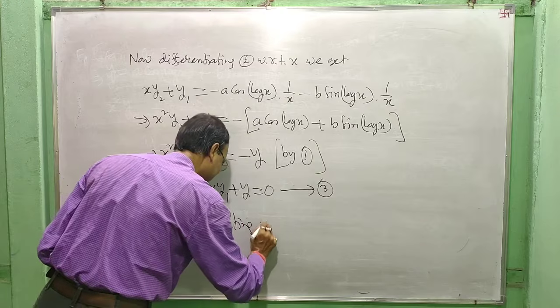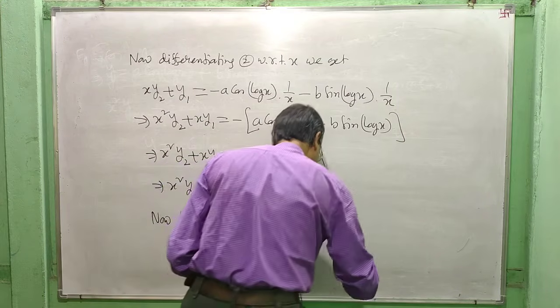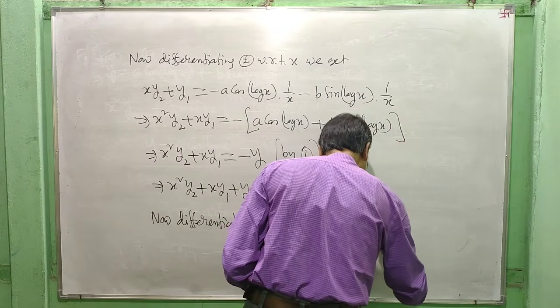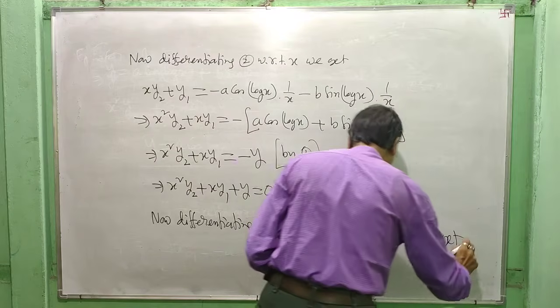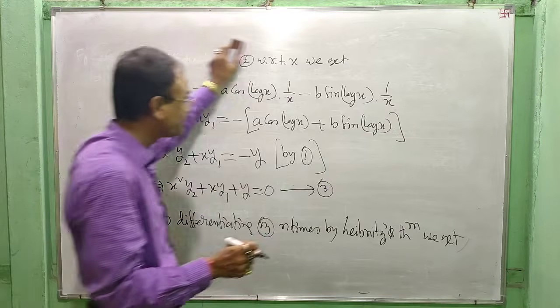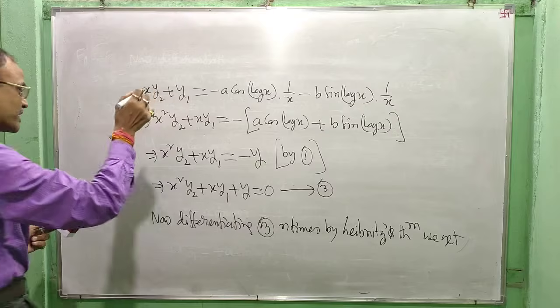Differentiating 3, n times, by Leibniz theorem, we get.